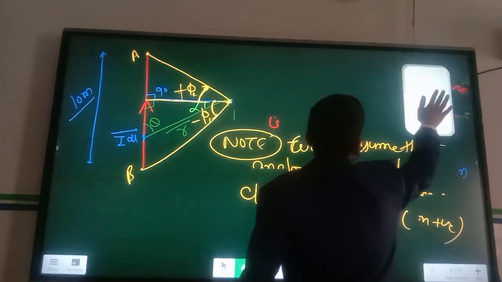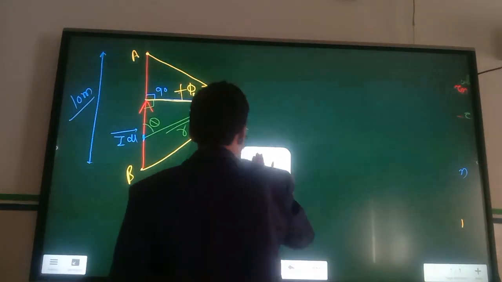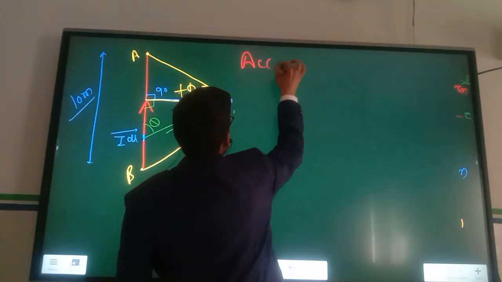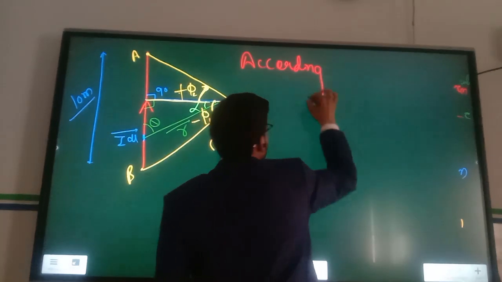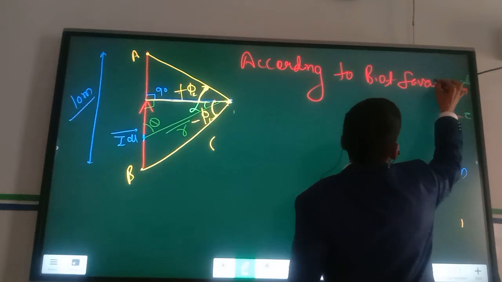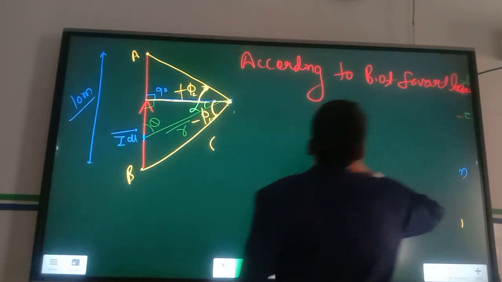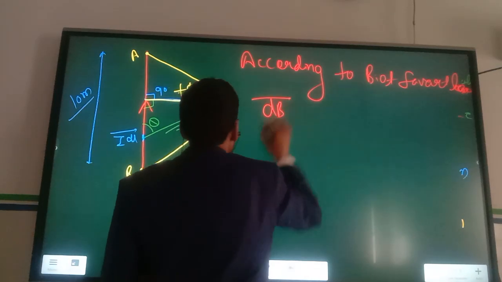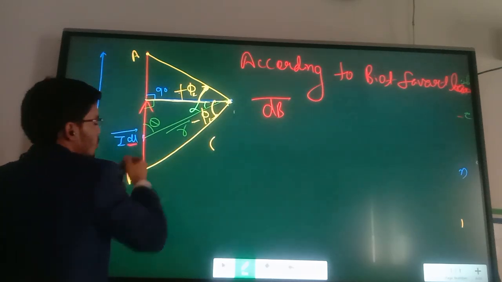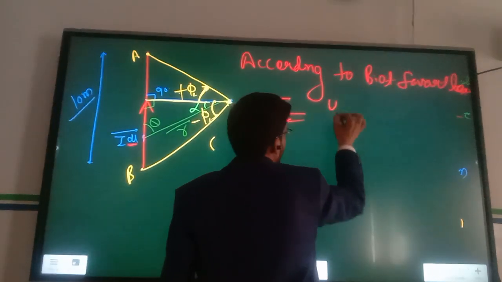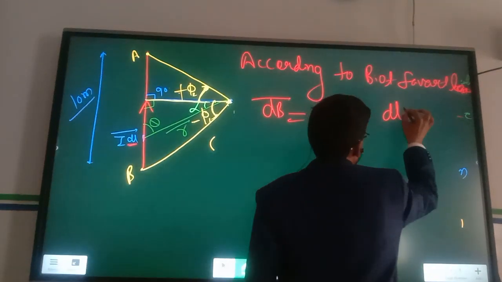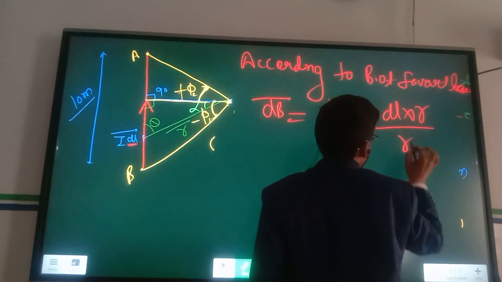Now according to Biot-Savart law, the magnetic field dB due to this small element dl is dB equals mu naught I upon 4 pi, dl cross r upon r cubed.